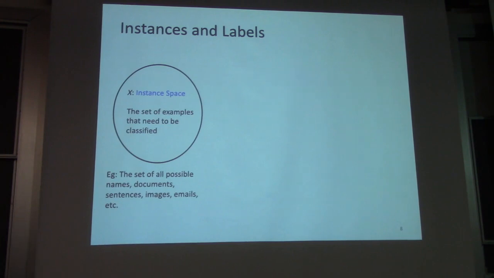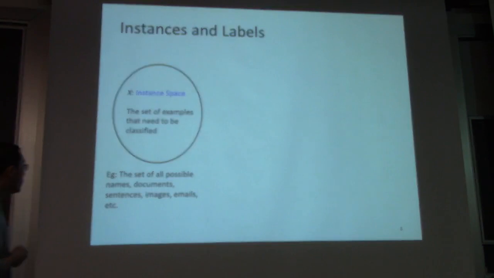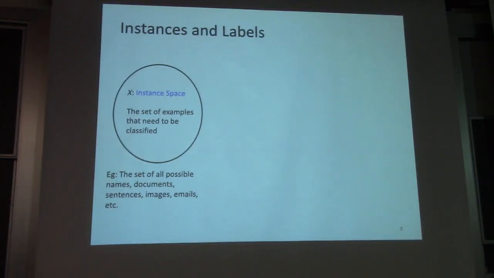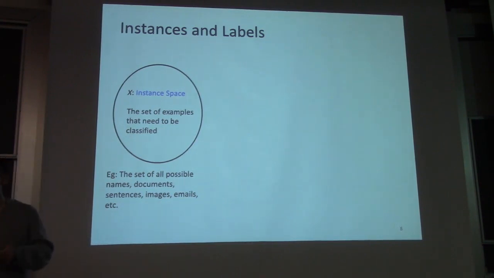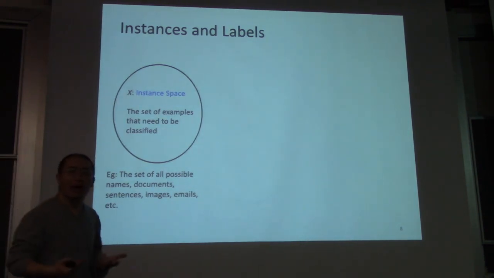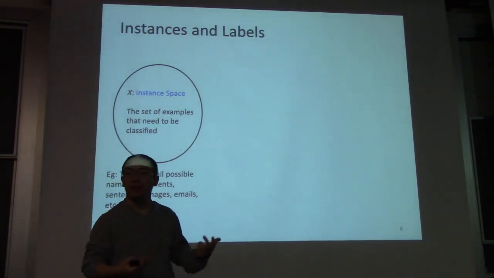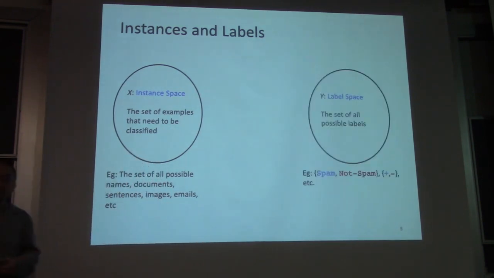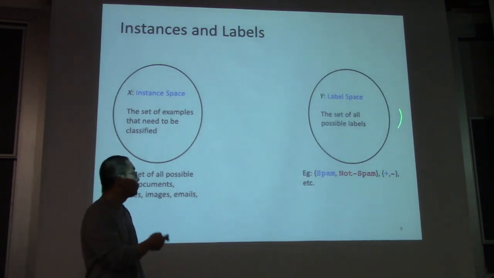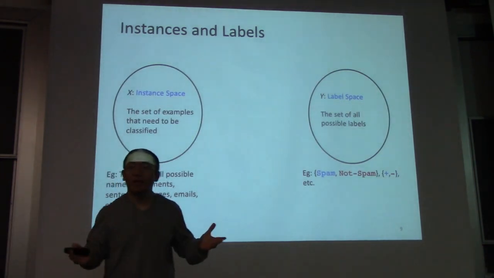So, in general, in arbitrary supervised learning tasks, you need to define an appropriate instance space. The instance space is a set of all examples that need to be predicted, right? Need to be classified, need to be tagged, or need to be estimated. So this is called instance space. And then we have a label space. The label space is simply the set of all possible labels.